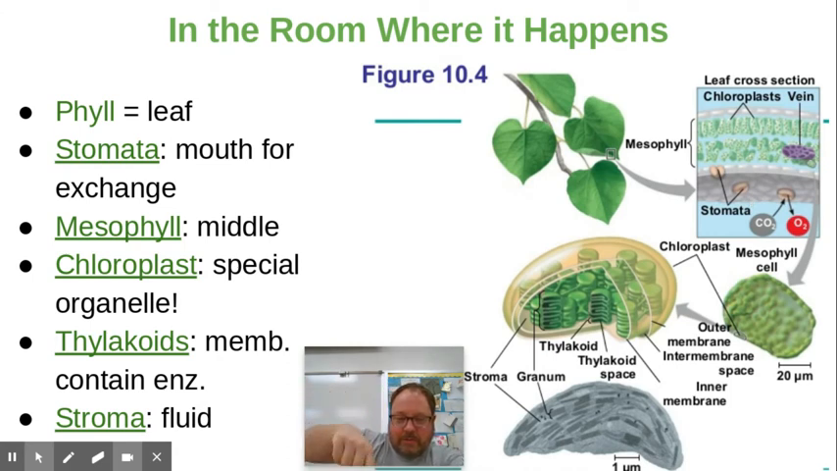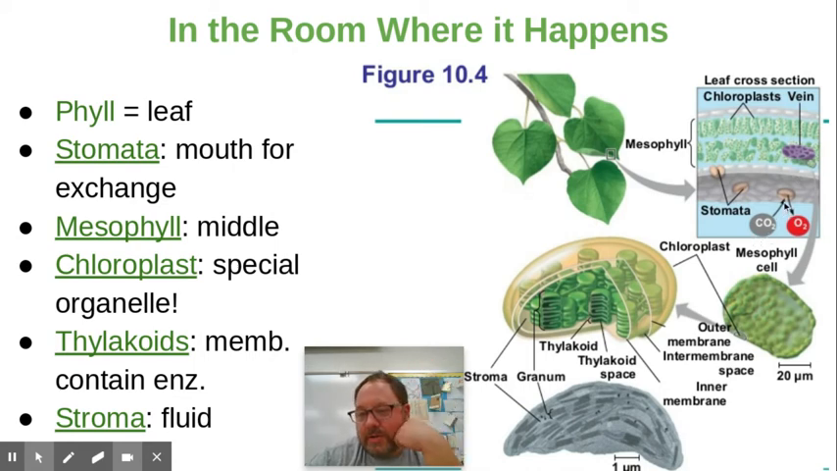They're little mouths that can open and close. So these mouths, the prefix stoma means mouth. So these little mouths on the underside of leaves open and close to allow gases to pass through. It allows oxygen out of the leaf and carbon dioxide into the leaf.